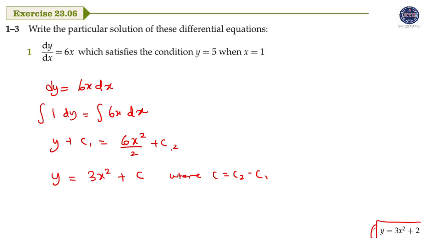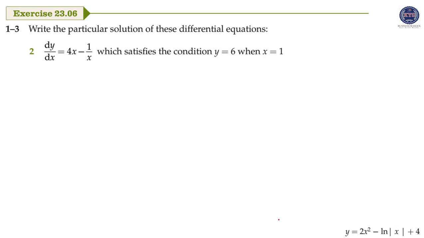Okay, usually we put like this lah, C2 minus C1, and after that substitute the values for each variable that you know. Let's say y equal to 5, so put 5, and x equal to 1, so 1 squared plus c, so therefore c equal to 5 minus 3 is equal to 2, therefore y equal to 3x squared plus 2. Alright.